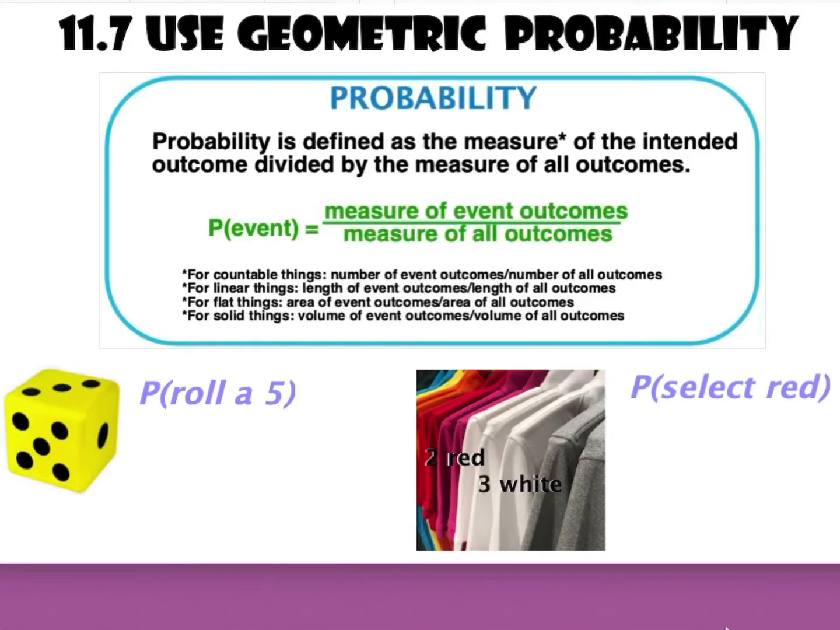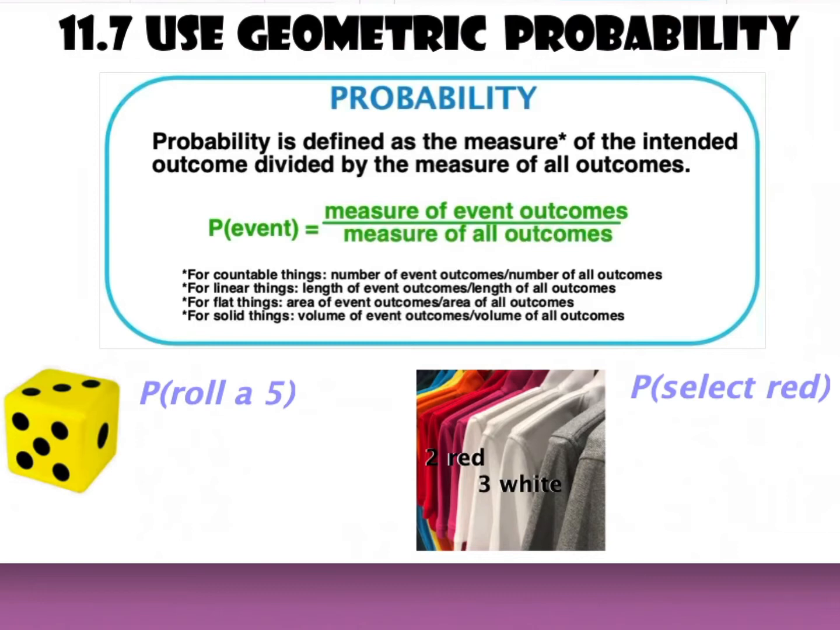Today we're studying probability. We say that probability is defined as the measure of the intended outcome divided by the measure of all outcomes. And when I say measure, that could be like actually counting how many things happened, or it can be length, area, volume, so that's where the geometry comes in. We're going to do a couple that we can just count right away.